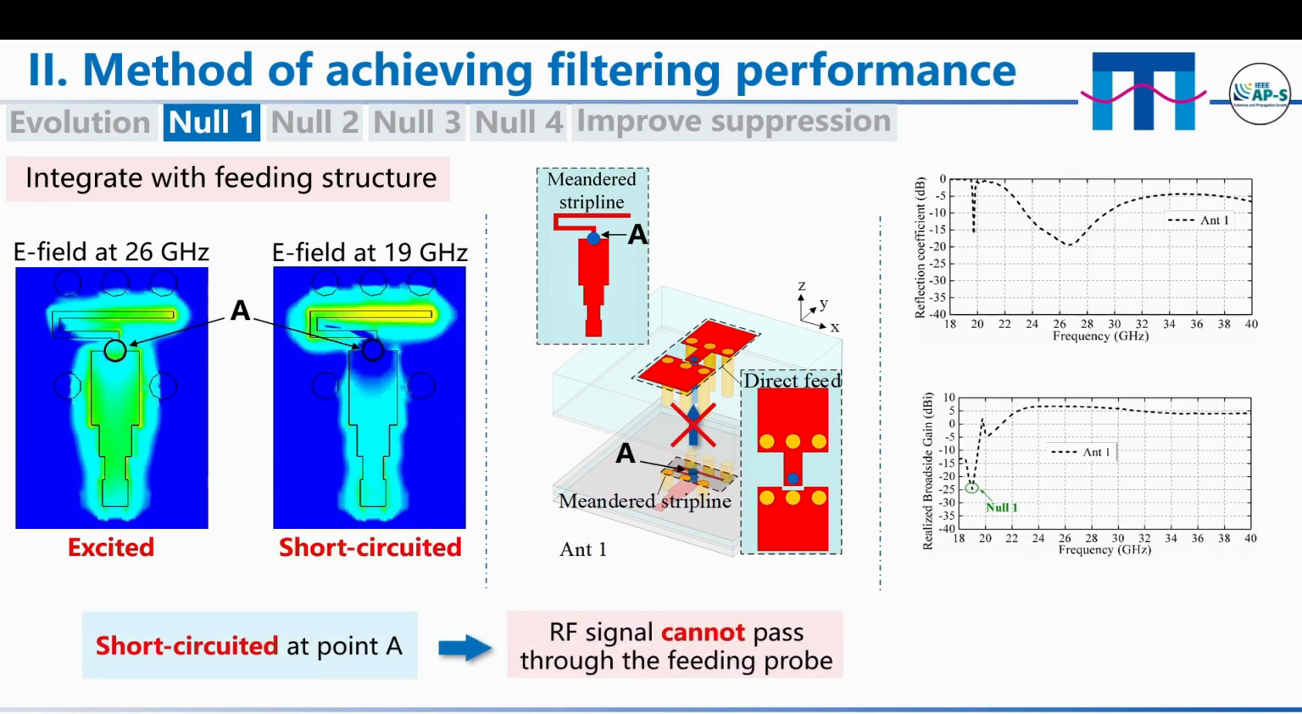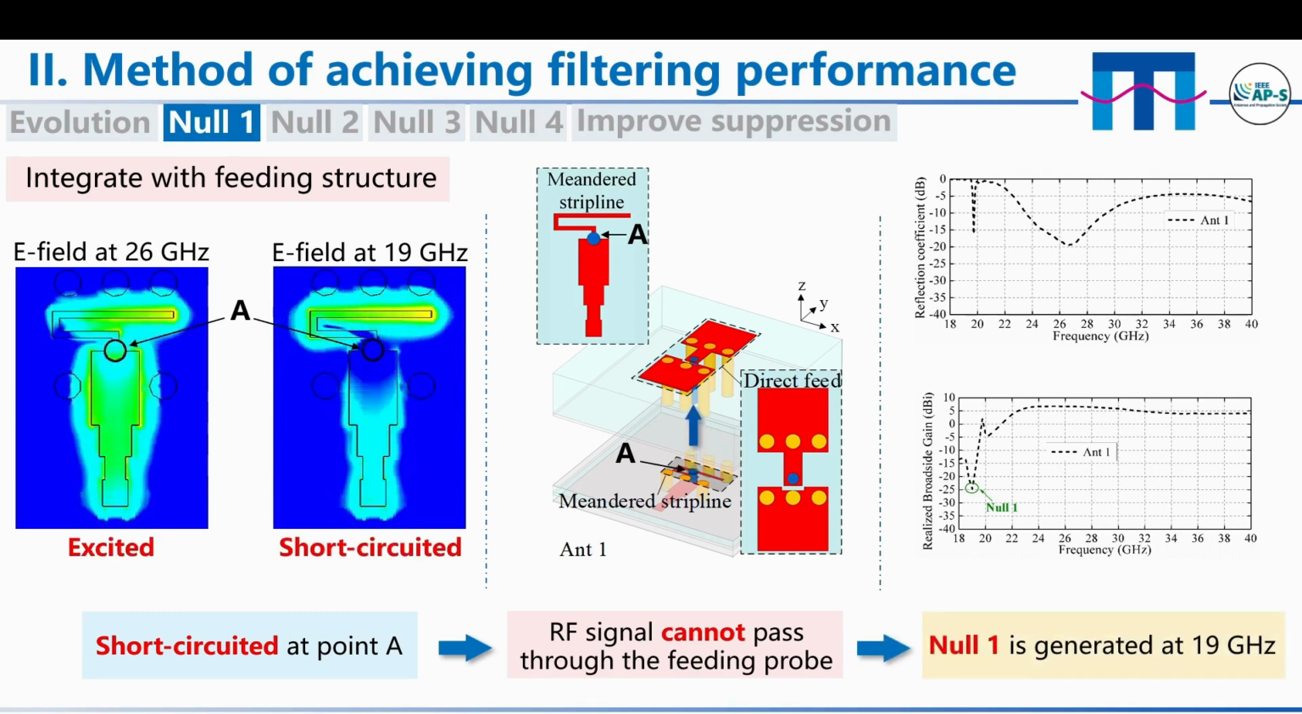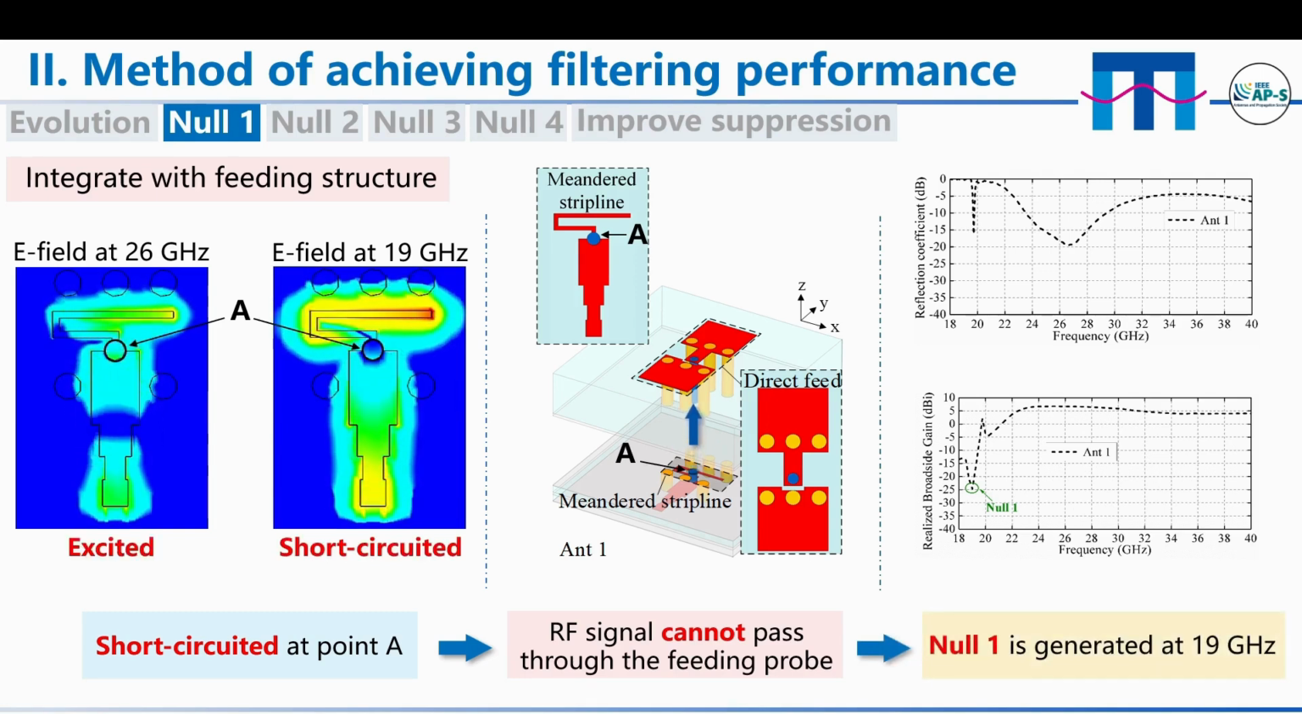At 19 GHz, the meandered strip line is short-circuited at point A. RF signal cannot pass through the feeding probe and null 1 is generated. At 26 GHz, ANT1 can be excited normally.